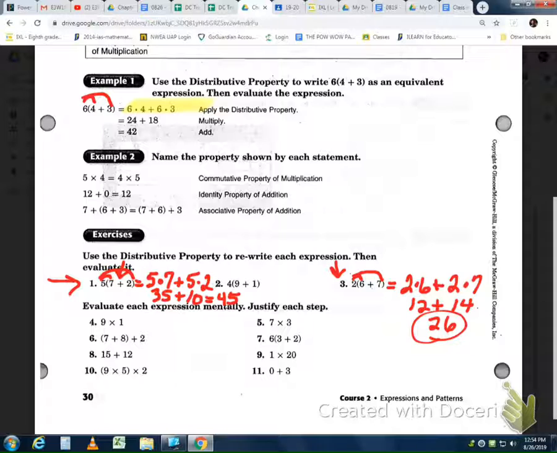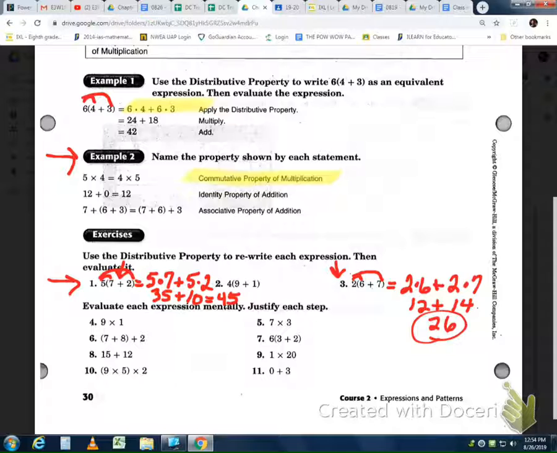All right, let's look at example 2. I want to come back up here now so we can see what they did. I'll go through this and then we're going to try some of our own at the bottom. It says, name the property shown by each statement. It says 5 times 4 and 4 times 5. Since it's multiplying in either order, that's what made it commutative property of multiplication. Multiplying in either order will get you the same answer.